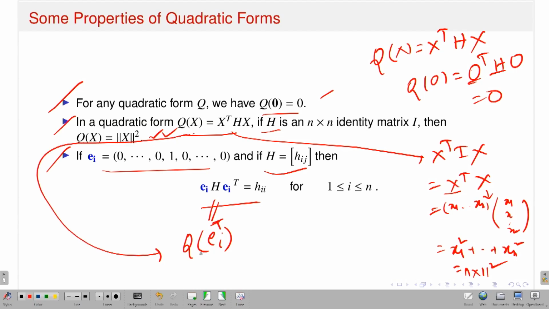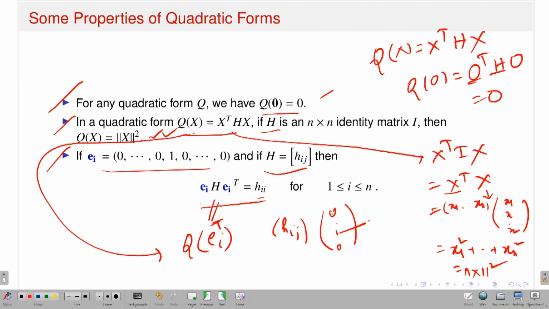Okay. So this is the action. Action of Q on e_i, e_i^T, which is nothing but e_i H e_i^T, and which is nothing but the ii element of H. This is straightforward to do, because this is your H_ij matrix, right? And what is e_i transpose? e_i is a row vector, so e_i transpose is a column vector, right? 0 0 0 1 0.